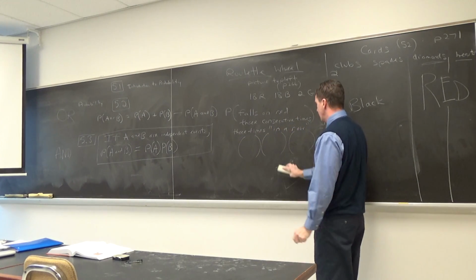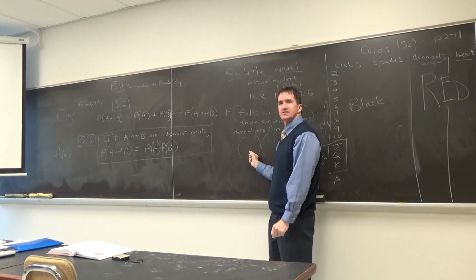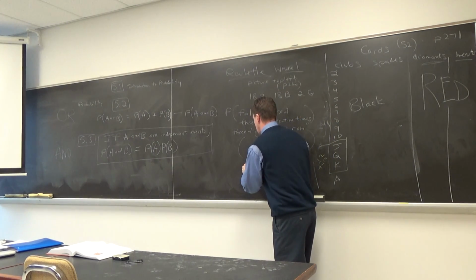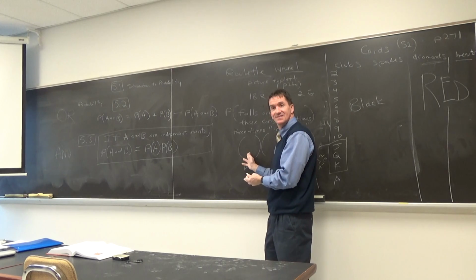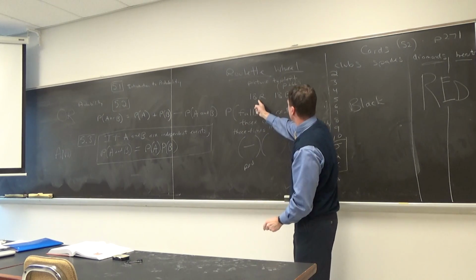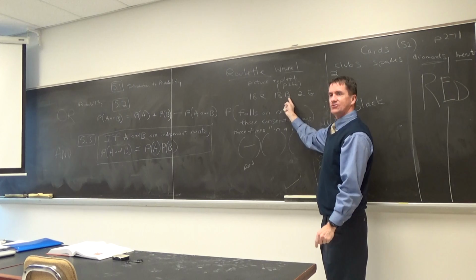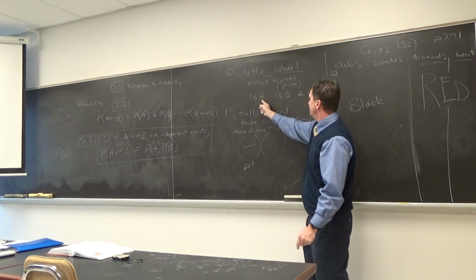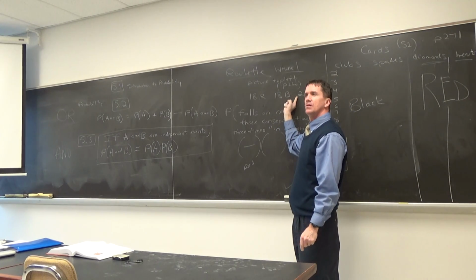Okay, I'm getting it all ready. Now what's the chances it lands on red? Remember, we've got to make this a fraction. So what's the total number of events here? 18 over 38. So we're looking at the total number of slots, right? What's 18 plus 20? 38.